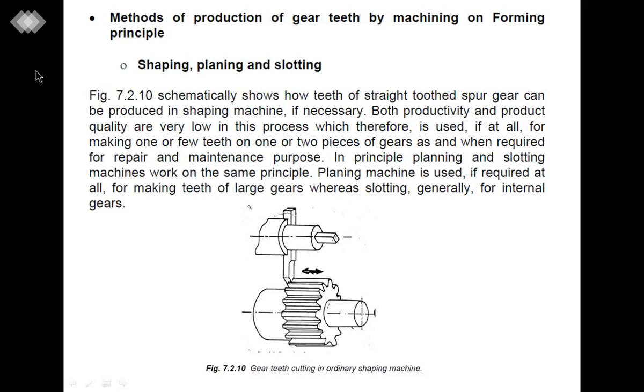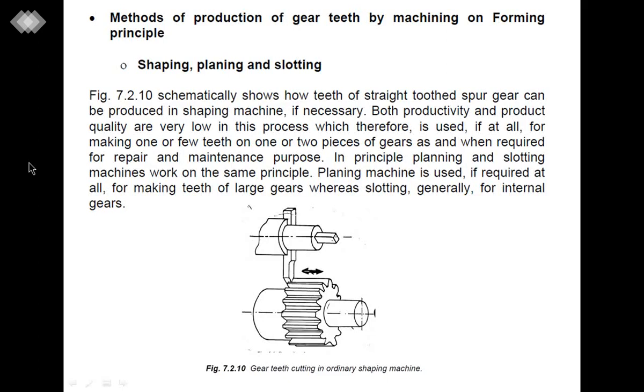Another method of production of gear teeth is by machining on the forming principle. So gears are manufactured by shaping, planing or slotting principle as well. The teeth of a straight toothed spur gear can be produced in a shaping machine if required. Both the productivity and product quality are very low in the shaping process, therefore it is used for limited application, where one or a few teeth on one or two pieces of gears are needed as and when required. Generally it is used for repair and maintenance of the gears.